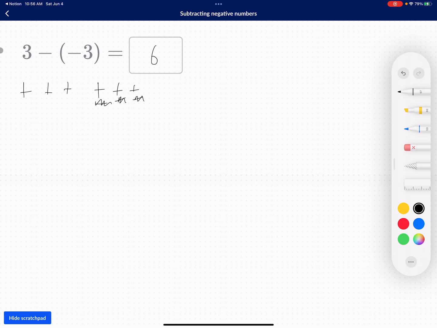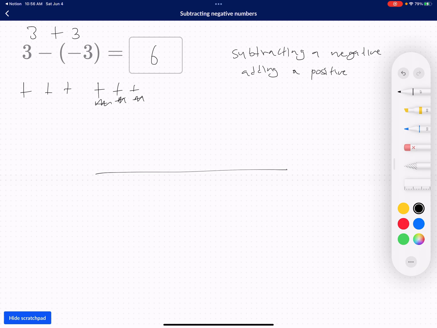So also remember, subtracting a negative is the same thing as adding a positive. And the reason why is because taking away debt, right? Taking away $3 of debt is the same thing as adding positive $3 into your bank account. So remember, 3 minus negative 3 is the same thing as 3 plus 3.